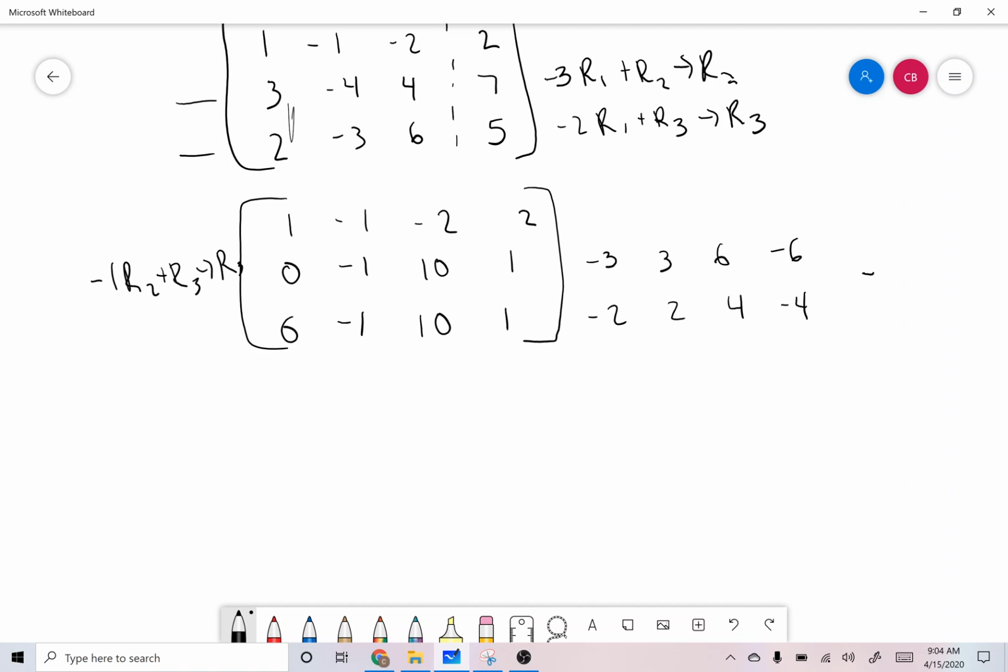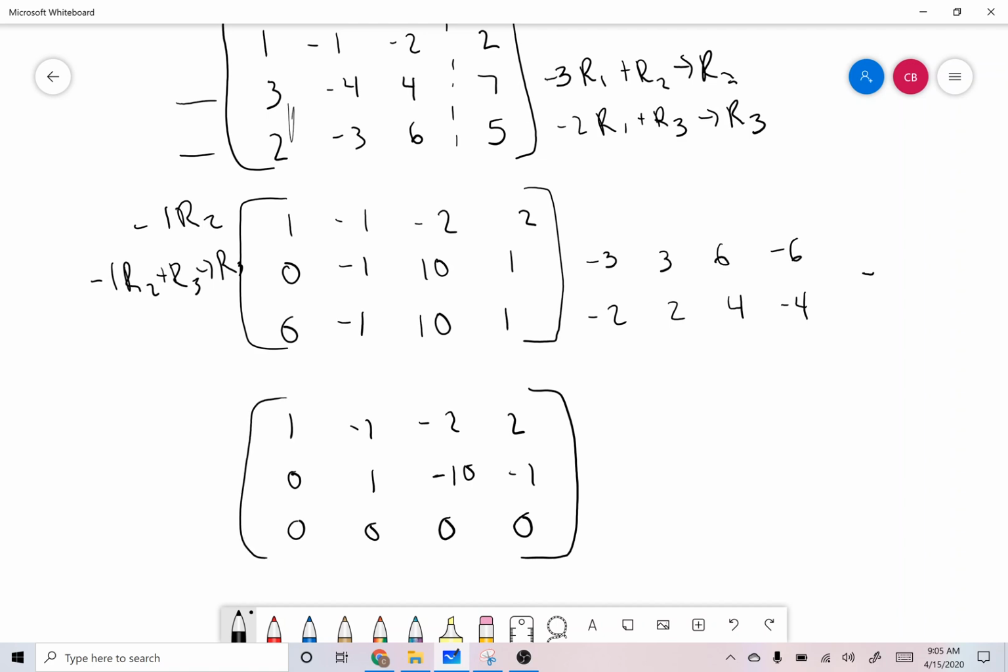And now we have 1, -1, -2, and 2. 0, 1, -10, and -1. And this row is going to be, okay, so I've done 2 steps technically. I've done -1 times row 2, and then I'm doing -1 times row 2, add it to row 3. So this is going to be 0, 0, 0, and 0. Okay.